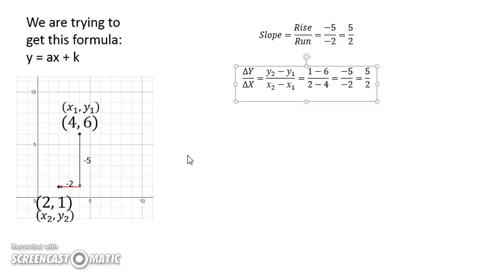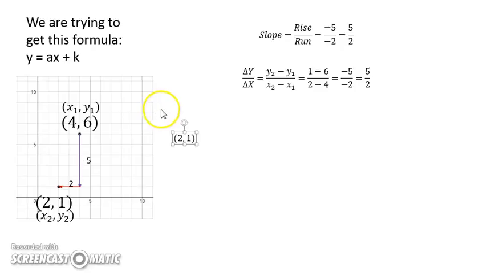Another way to think about this is our delta, or changes in y, over our delta x. So if I take my delta of y sub 2 minus y sub 1, which in this case is 1 minus 6, over my x sub 2 minus x sub 1, my 2 minus 4, I'm going to get that -5/-2 again, which simplifies to 5/2. So both methods get us the same slope. So at this point, we have figured out how to get our slope.